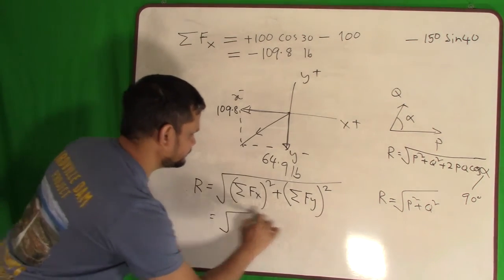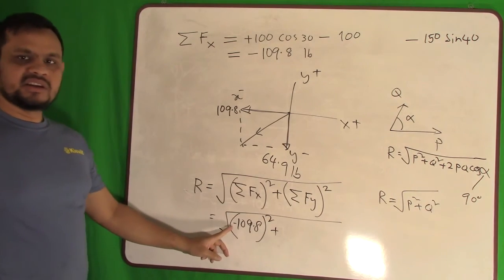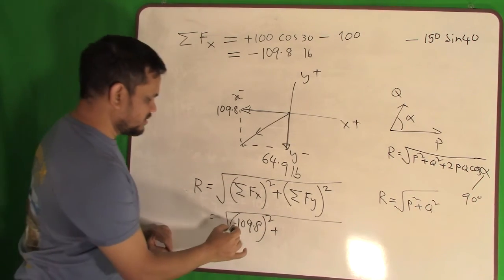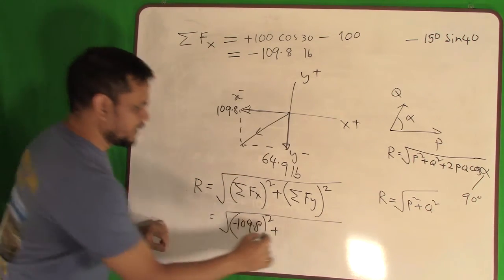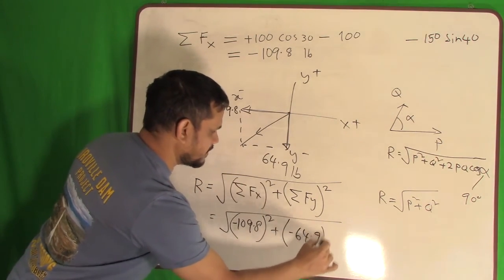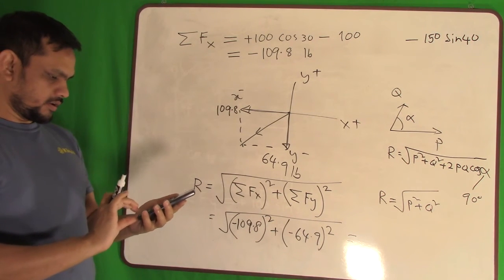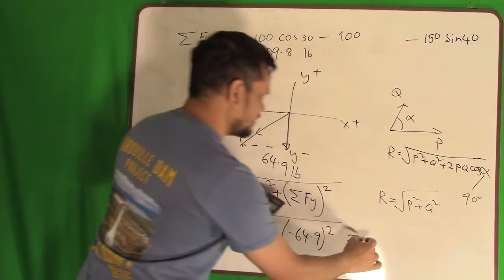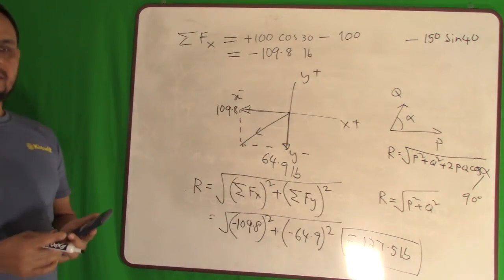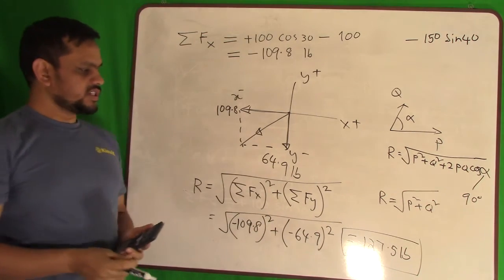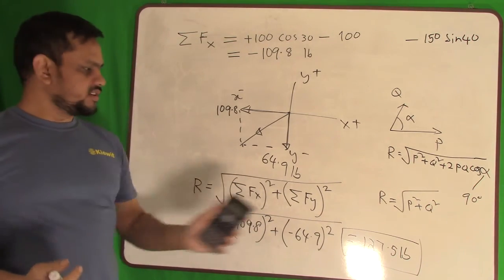Okay, so find the value: 109.8 squared. You can use the negative sign, or you can neglect it because it is squared, it will vanish. Or the best way is to visualize where your force is. Is it in this way or in this way or in this way? Okay, then minus 64.9 pound squared. So if I do the calculation, with 109.8, I got 127.5 pound. So this is the value of your resultant. This is the magnitude of the resultant after combining all these three forces.